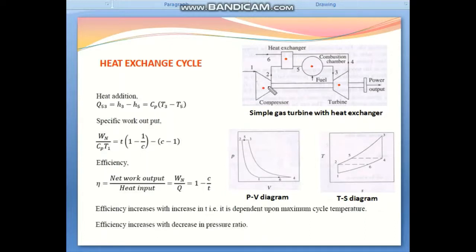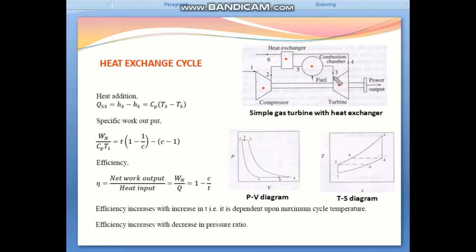After being compressed, the air flows into the heat exchanger. The heat exchanger is the 2 to 5 process, as you can see in this picture. In the heat exchanger, the compressed air gains heat from the flue gas. Then the compressed air flows to the combustion chamber.